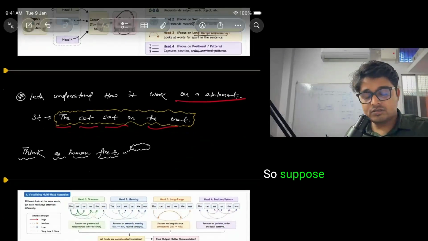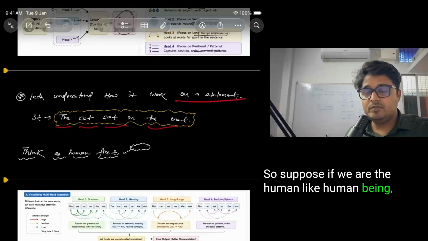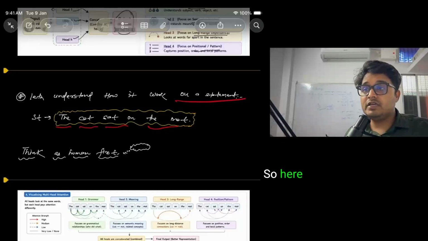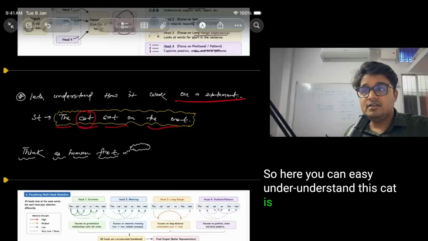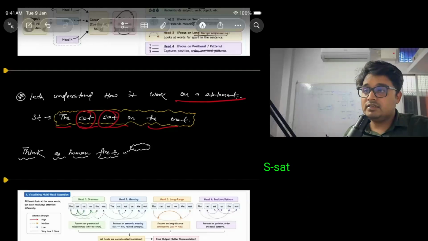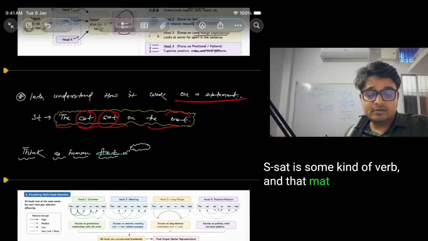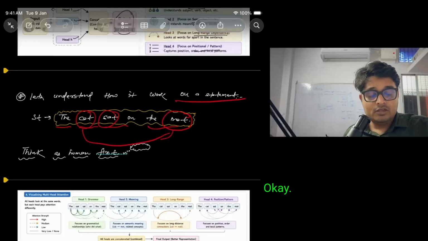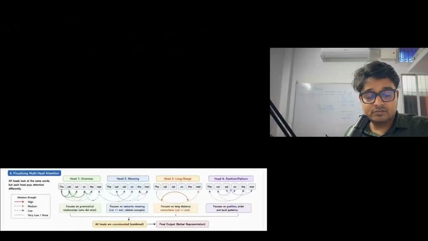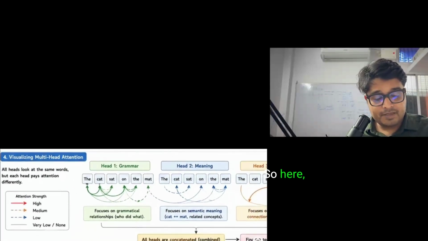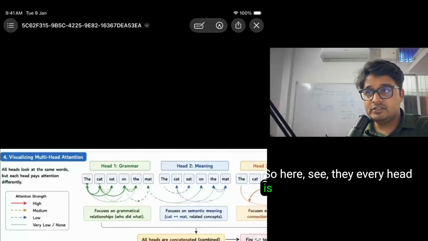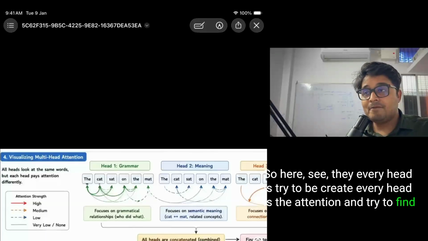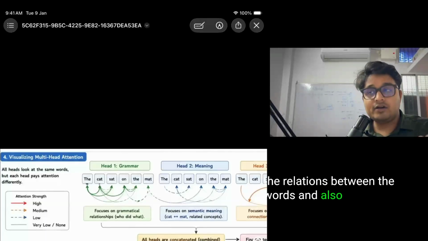Suppose we are human beings, how can we read this sentence? The sentence is simple: the cat sat on the mat. Here you can easily understand that cat is some kind of object, sat is some kind of verb, and mat is also an object, and there is some type of relation between these words. Now if you see this image, every head is an attention and tries to find the relations between the words and also the tokens.